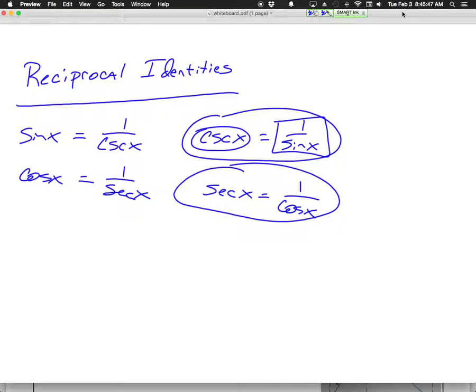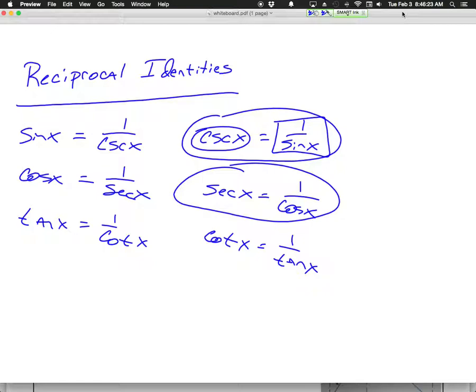Okay, and what's the last set of reciprocal identities? Tangent is equal to 1 over cotangent, and cotangent is equal to 1 over tangent. Those two we usually don't use that much. It's mainly those top two on the right of the reciprocal identities that we use most often. So when you see cosecant, be ready to replace that with 1 over sine. When you see secant, be ready to replace that with 1 over cosine. Those are your reciprocal identities.